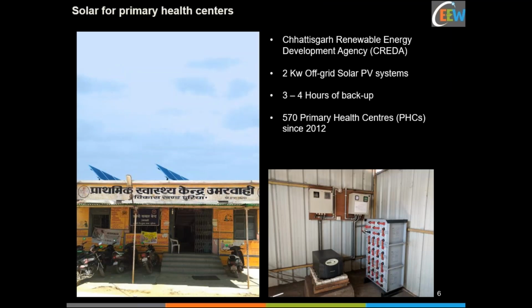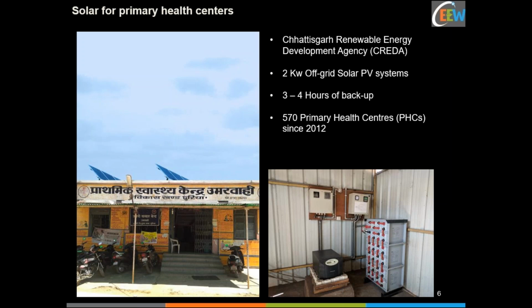Given this situation, the Chhattisgarh Renewable Energy Development Agency, or the CREDA, decided of its own volition to give 2 kilowatt off-grid solar photovoltaic systems to primary healthcare centers. So since 2012 up till now, about 570 primary healthcare centers across the state have received these off-grid solar systems. The photograph on your left actually shows a primary healthcare center with the solar panel on it. And the photograph on your right shows the battery storage unit. And the system is designed such that it provides about 3 to 4 hours of backup.